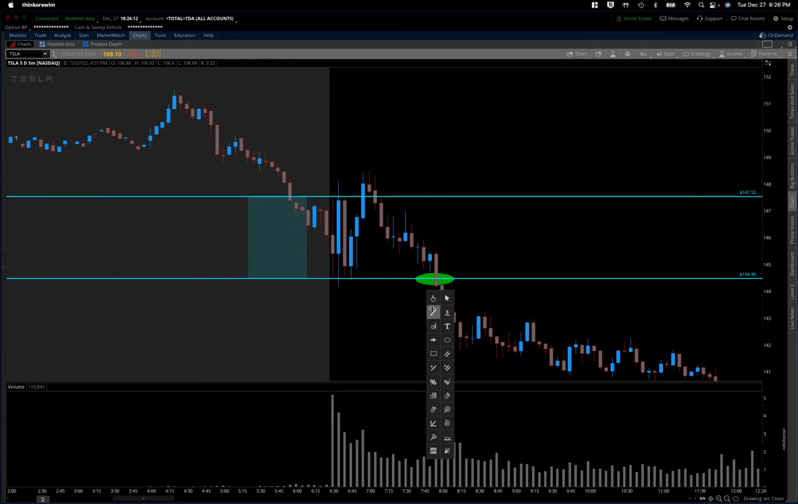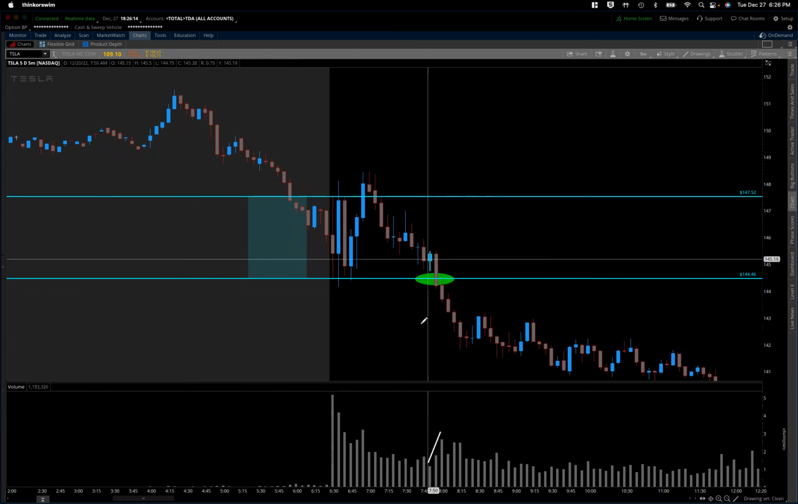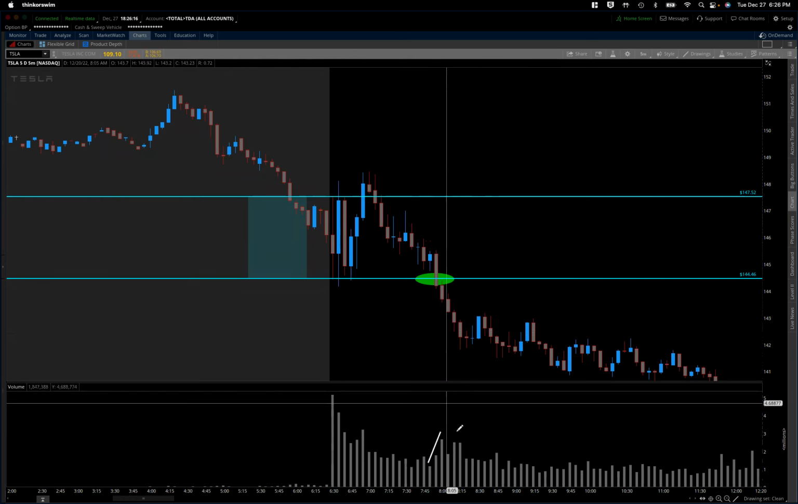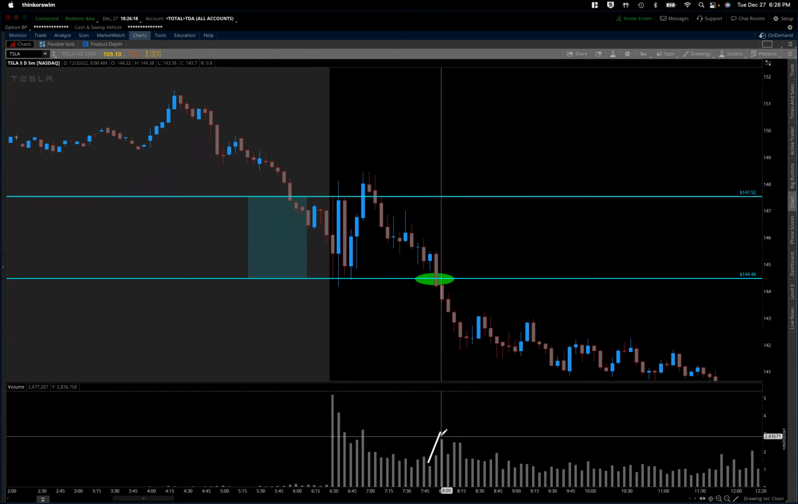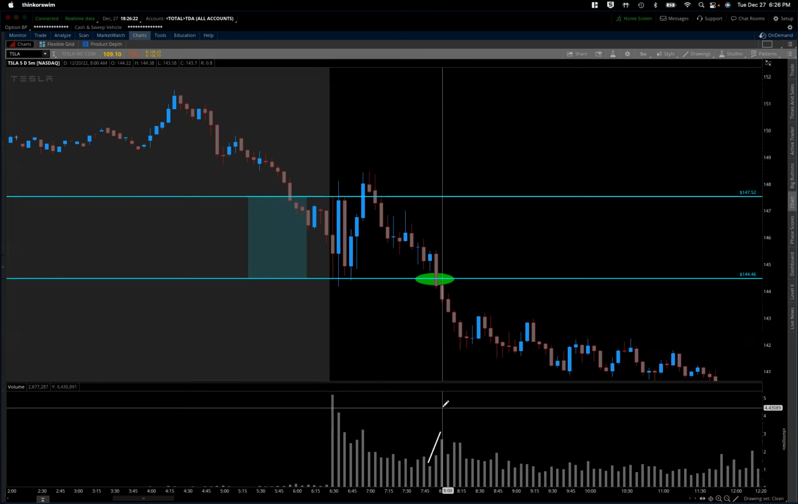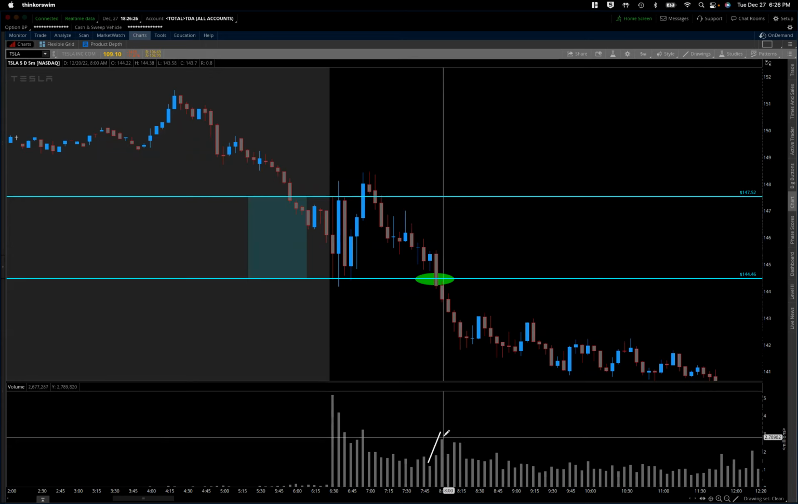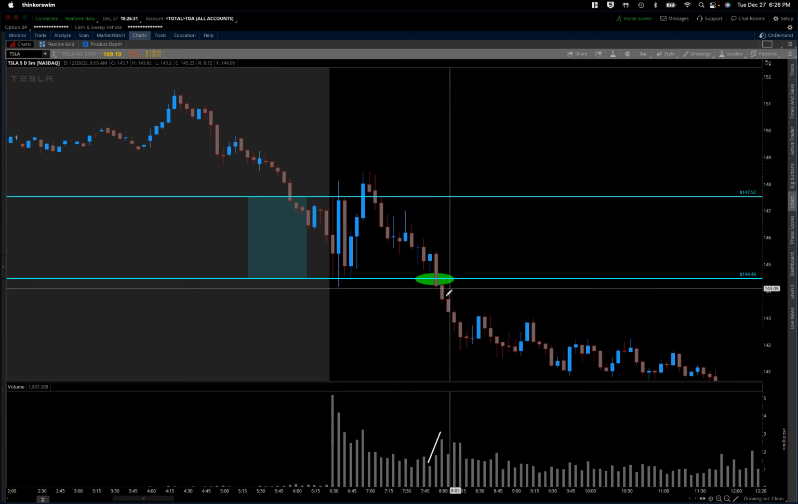We break the low of this range and volume increases. When you're looking at volume, it's important to note that volume is a relative scale. High volume for one stock might be very low volume for another stock. So for example, in this case, volume was 2.6 million and 1.7 million on this breakdown.